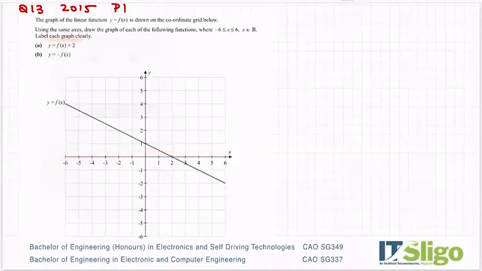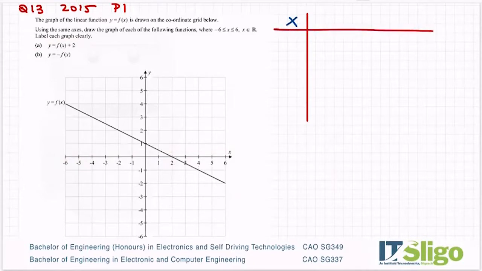Label each graph clearly. So the first one they want you to draw is y equals f of x plus 2, and B, they want you to draw y equals minus f of x. Okay, so this is a little bit different in that they haven't given you the function. Instead, they've drawn the graph for you. Normally, as you know, we would have a table as such. We'd put the function in the middle, and we would calculate our y values.